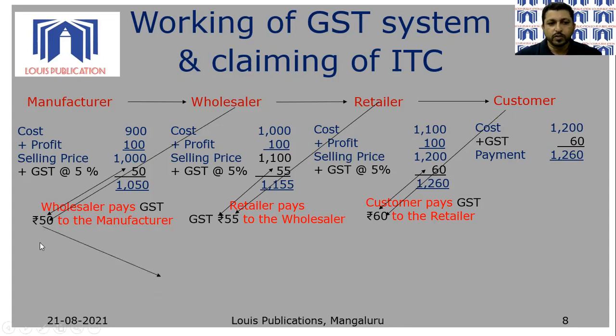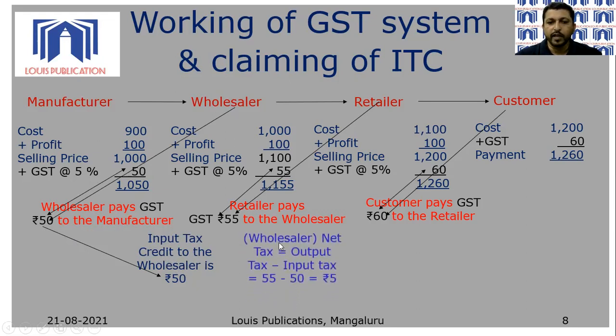Let's move further now. So as I mentioned, this 50 rupees to the wholesaler is input tax. From the manufacturer's point of view, it is output tax. So wholesaler pays GST 50 rupees to the manufacturer, and this 50 rupees is input tax from the wholesaler's point of view. Now, very important, the net tax from the wholesaler's point of view is he has collected 55 rupees from the retailer, which is output tax. Output tax is 55 rupees, whereas he has paid 50 rupees to the manufacturer. This is input tax, and this 50 rupees is now deducted, and the net tax that the wholesaler has to pay to the government is only 5 rupees.